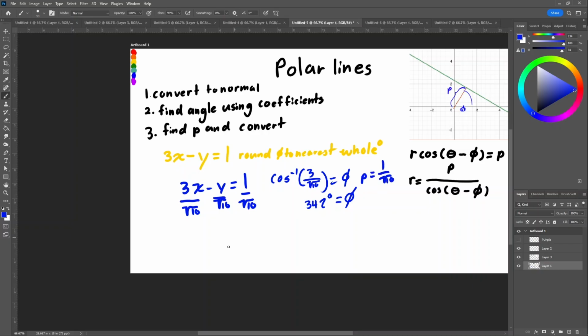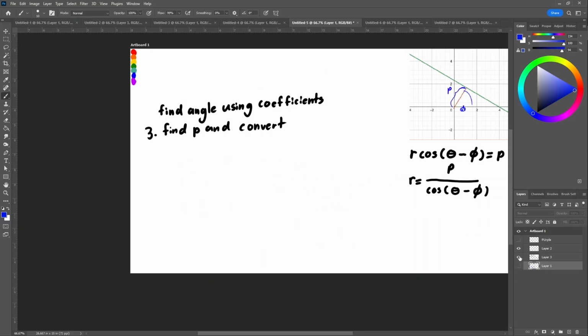we can say that our equation is R cosine of theta minus 342 degrees is equal to 1 over root 10. There we go. That's our answer. And since we're rounding phi to the nearest whole number, that's pretty much our answer. That's all we got.